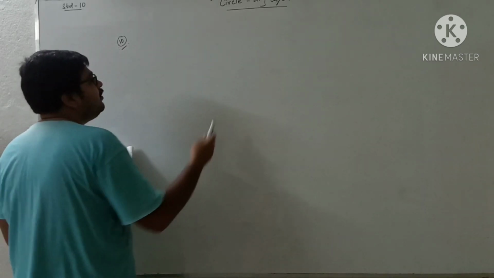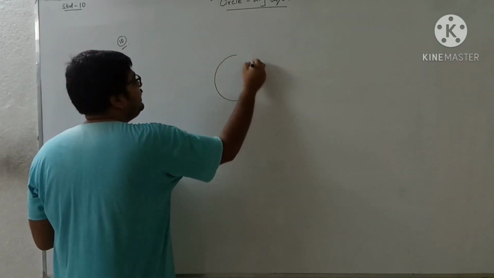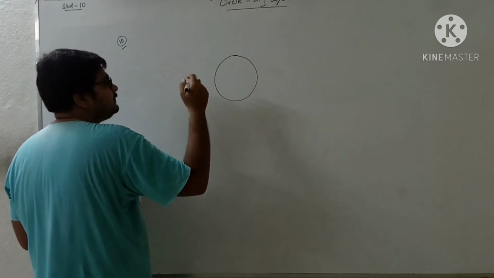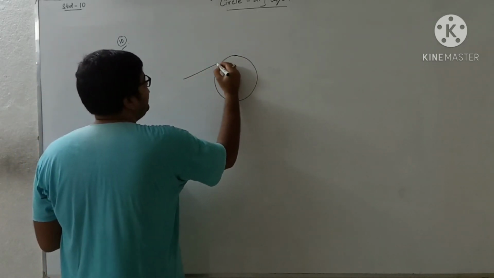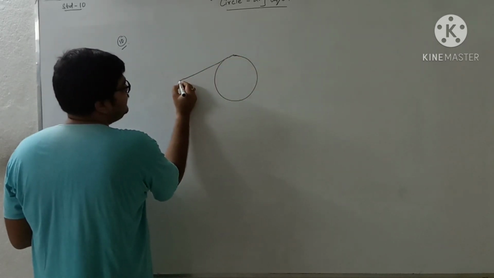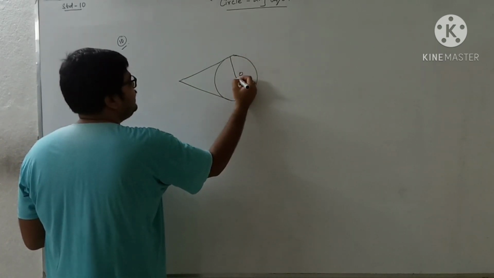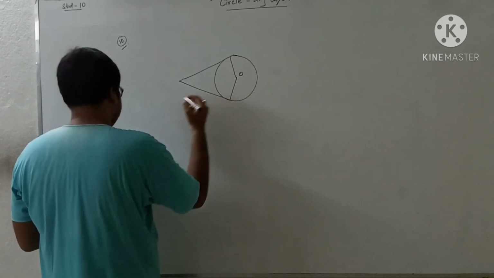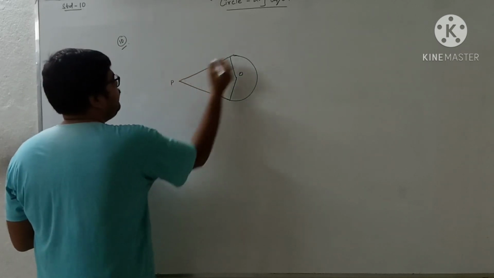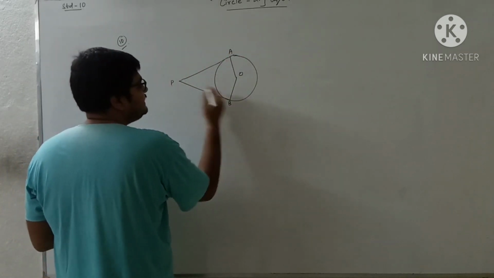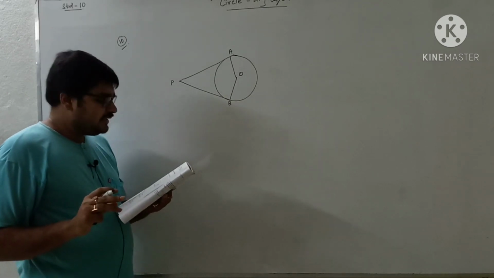Acha, this proof I will not do, because this proof I have already done in the first period. So if you have missed this one, see that class once and complete the proof yourself. I am just giving the drawing of the diagram. Suppose P is the external point and PA and PB are the tangents drawn from the external point.